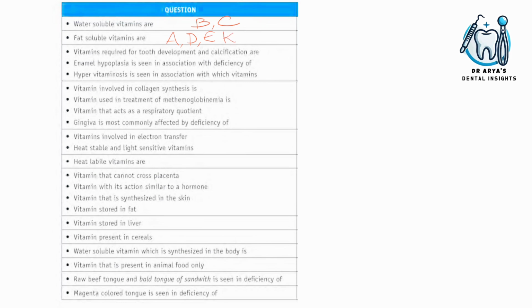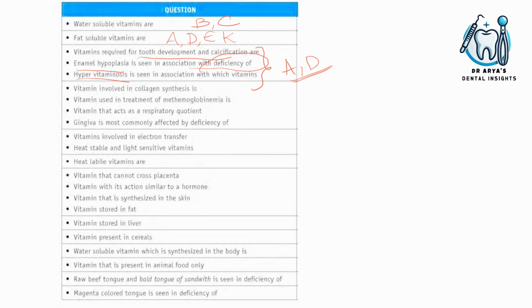Then the vitamin required for tooth development and calcification, or enamel hypoplasia seen in association with deficiency of, or hypervitaminosis seen in association with which vitamins? The answers for these three questions are A and D. Okay, so vitamins A and D are required for tooth development and calcification. Enamel hypoplasia is associated with the deficiency of, and hypervitaminosis is seen in association with, vitamins A and D.